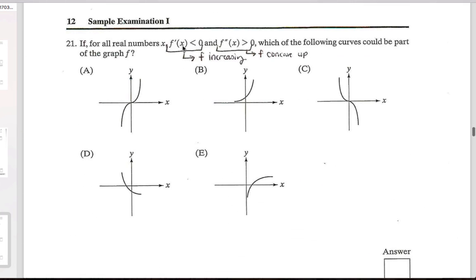On number 21, it says f prime is less than 0. So what do we know about f? That means f is, oops, I wrote increasing, should be decreasing. So change that, that should be decreasing. And f double prime is greater than 0. That means it is concave up. So which one is decreasing and concave up? Decreasing, concave up. So that answer there is D.